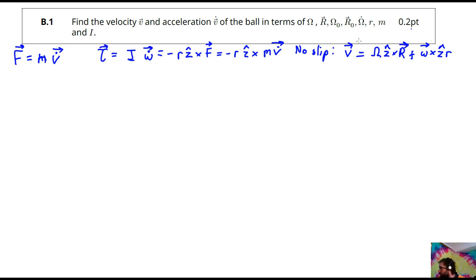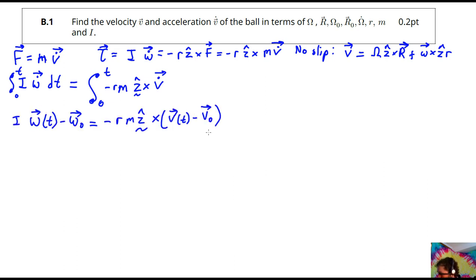And we're going to use the no-slip condition. Let's start with the torque equation. And then what we're going to do is integrate both sides of that with respect to time. So when we do that, we get something that looks like this. Okay, and noting that most of the things are constants, then what we actually get is this. Okay, and then what I'm going to do is just divide I through to the other side.